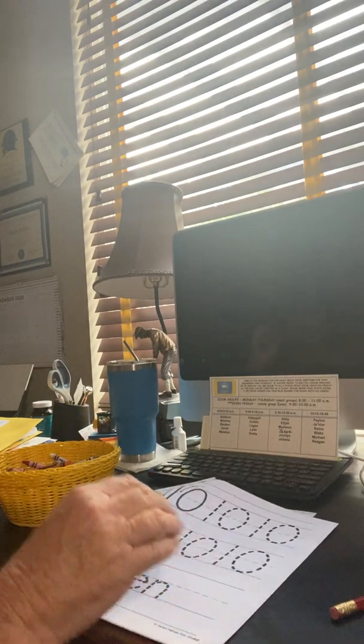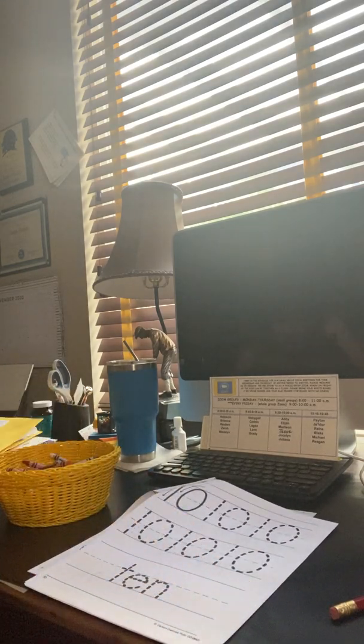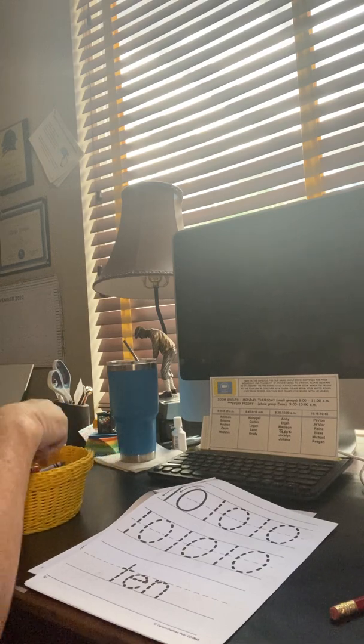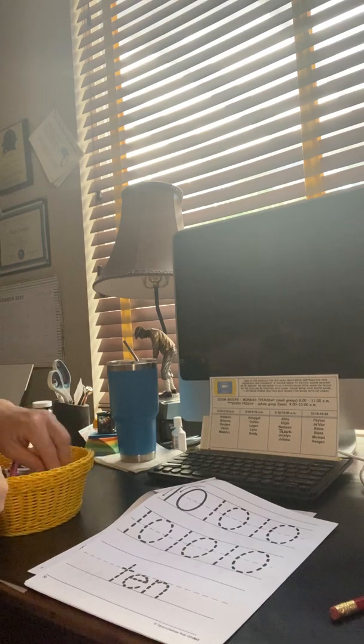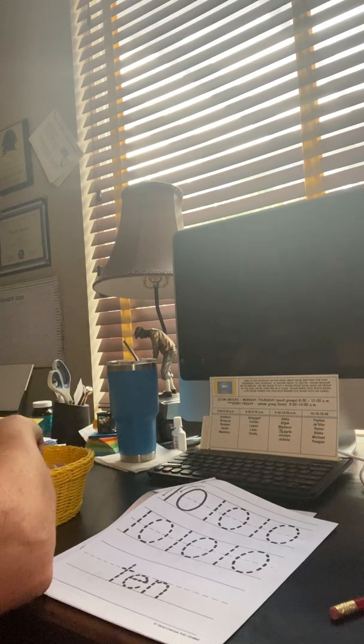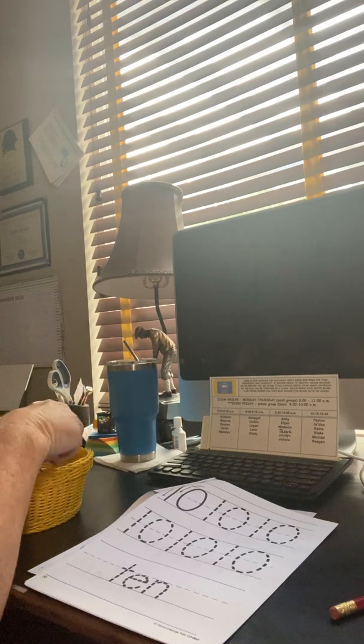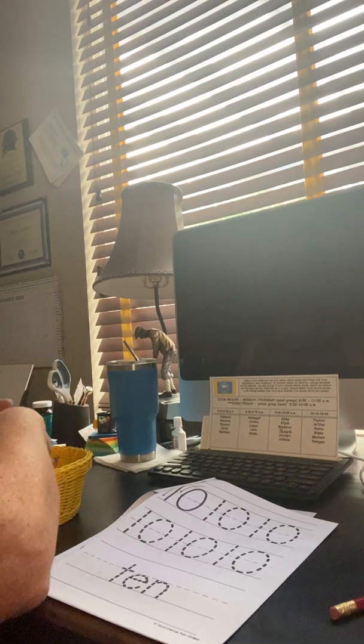So what you're supposed to do is rainbow trace. And we were doing rainbow tracing from the very beginning, from the first week of school, when we rainbow traced your names. So I'm going to get a crayon for every color of the rainbow. Red, orange, yellow, green, blue, purple.